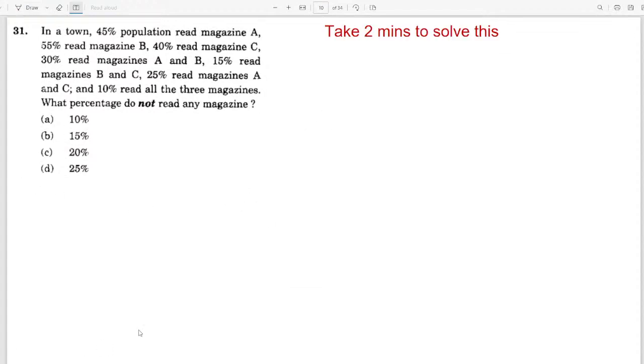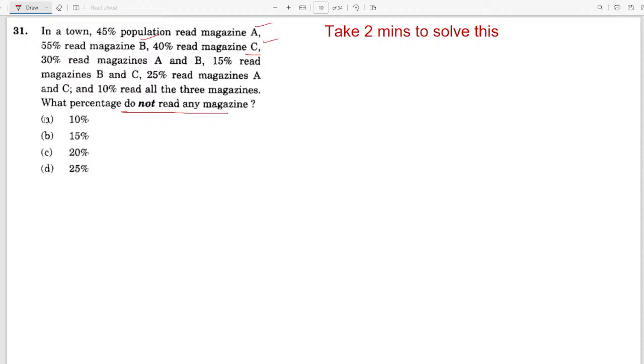Okay, we'll see how to go about this question here. So what they're saying is, in a town, 45% of the population read magazine A, 55% read magazine B, 40% read magazine C, 30% read magazines A and B, 15% read magazines B and C, and 25% read magazine A and C, and 10% read all the three magazines. What percentage do not read any magazine? So they are asking what percentage of people in the town do not read any magazines.